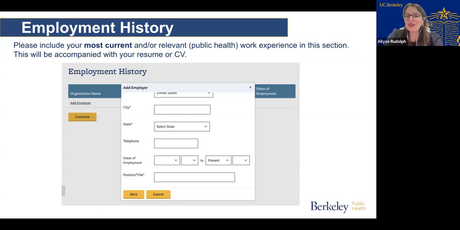It's another opportunity for you to go into more detail about your experiences and the skills that you would bring. So this is a place where you will list your prior work experiences, the title you held, where you completed that work, etc.